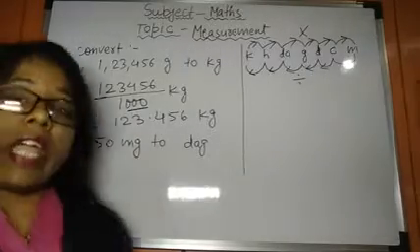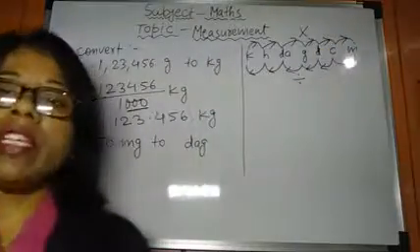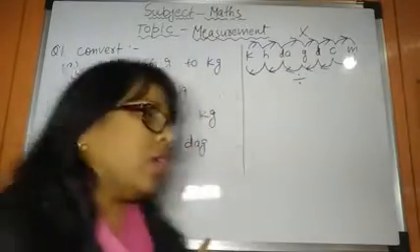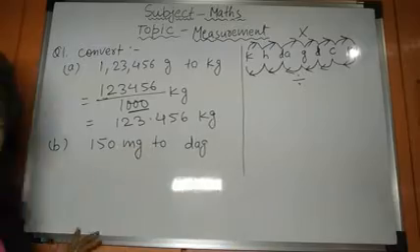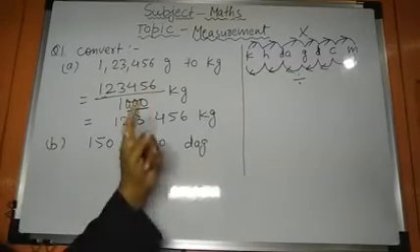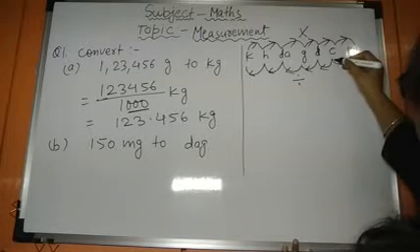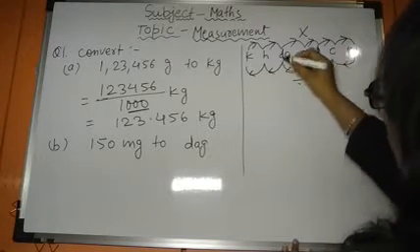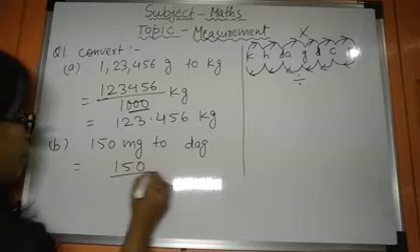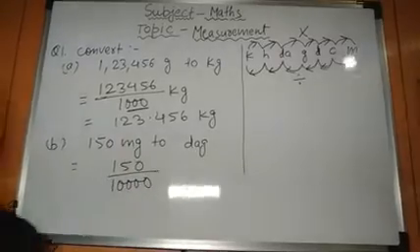Fine. Now second question here. 150 milligram to decagram. Same thing. First of all you will make a rough chart. Then you will check whether it is conversion from bigger unit to smaller unit or smaller unit to bigger unit. Here this is a smaller unit to bigger unit, so we will apply the division rule. Milligram to decagram, how many jumps are there? 1, 2, 3, 4. 4 jumps are there, means 150 will be divided by 10,000.